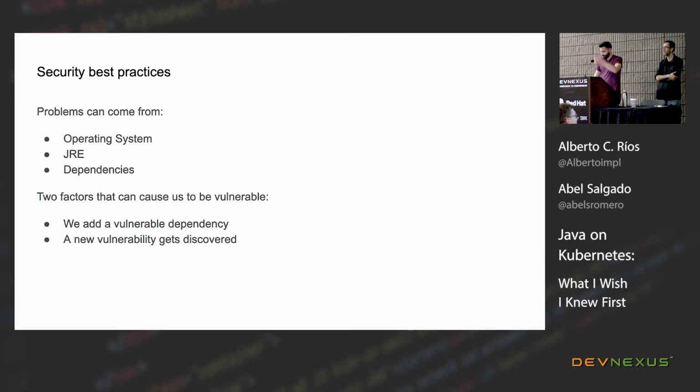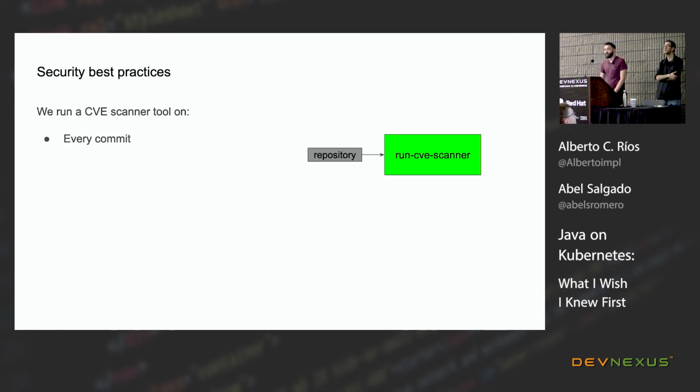Yep. So this is what we do. We run a scanner tool on 3 occasions. The first one is on every commit. It could have been filtered to every time we change the dependencies, but because it's a very cheap process to run, on every commit we run a CVE scanner. We're going to show the tools that we use for this, but just for us to understand the background on why we are doing all that. So every commit we run a CVE scanner automatically.